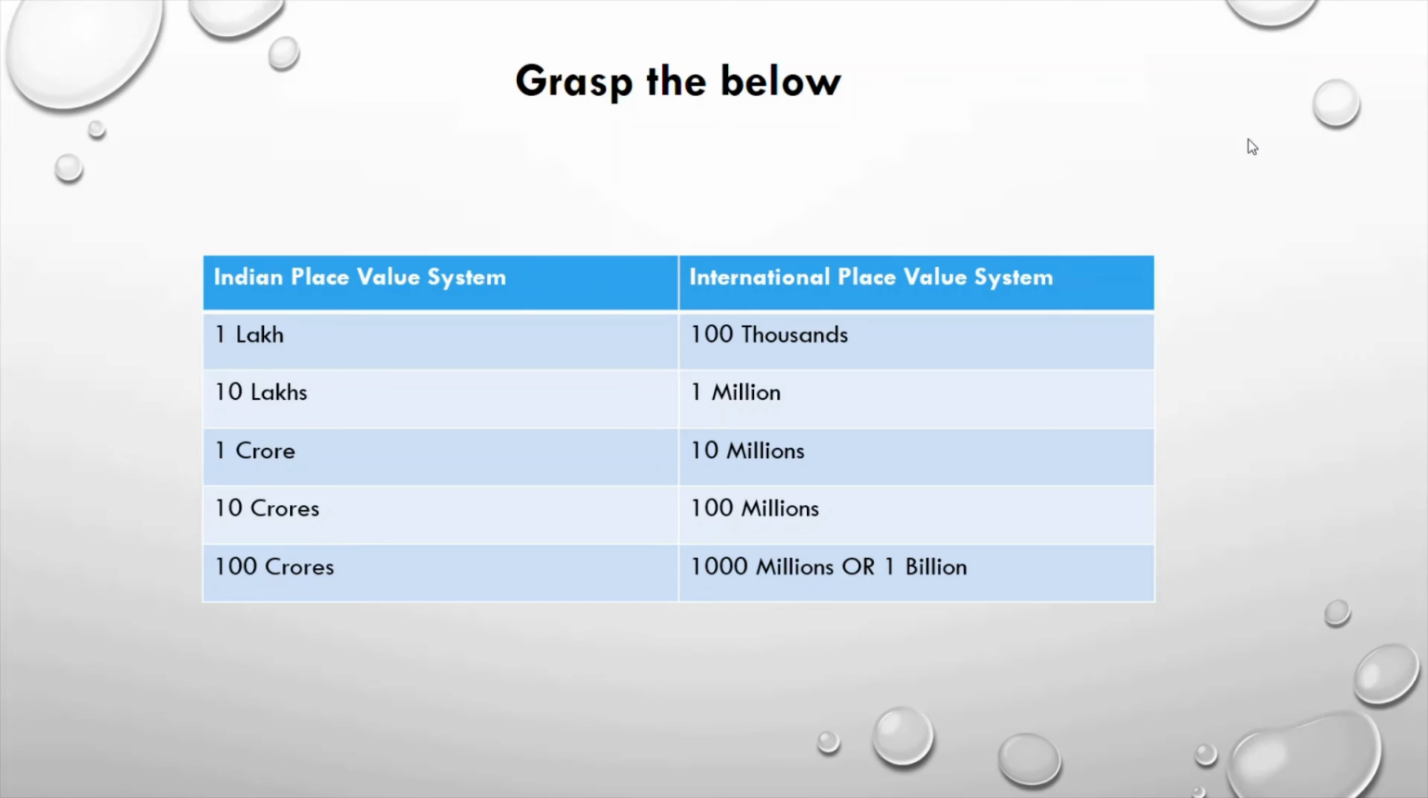10 crores in the Indian place value system equals 100 million in the international place value system, and 100 crores in the Indian place value system equals 1000 million or 1 billion in the international place value system.